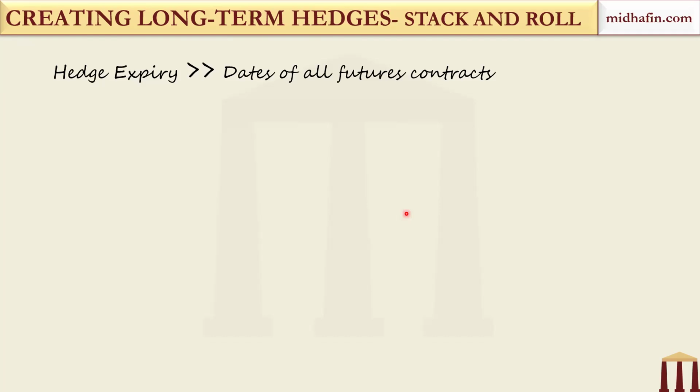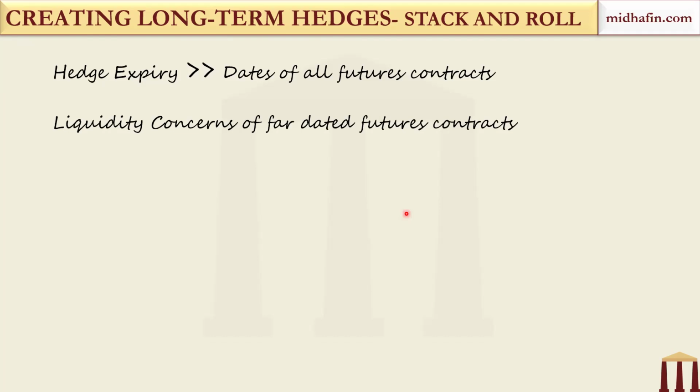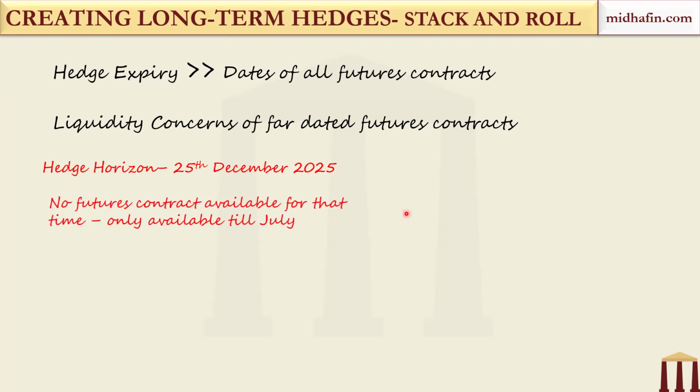I'll explain what stack and roll is, don't worry. Another scenario can be that contracts do exist, but the far dated futures contracts are not very liquid. Let's take an example where the hedge horizon is longer, let's say 25th of December 2025, and either no futures contracts are available for that time, only available till July, let's say, or else they are available but very, very illiquid.